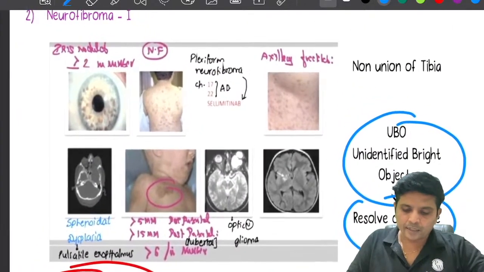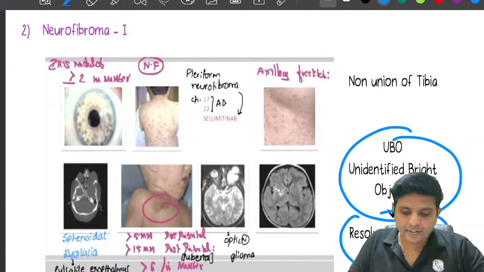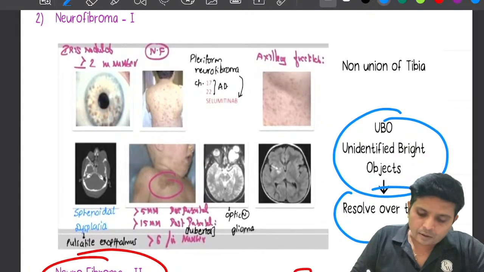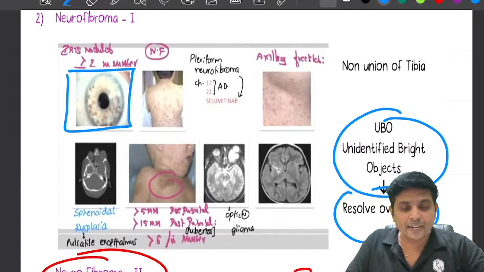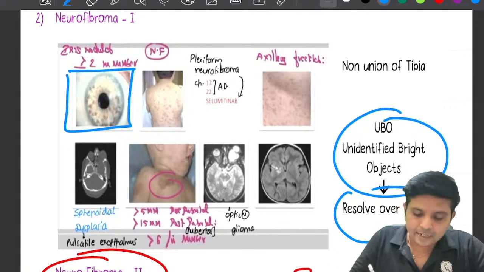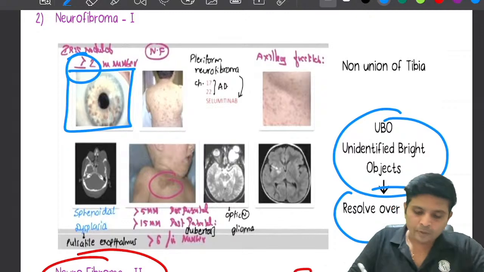Now, what are all the things that we have discussed right now? For the choices, iris or Lisch nodules: when will they be considered significant? They are nothing but hamartomas. They will be considered significant only when they are more than 2 in number.